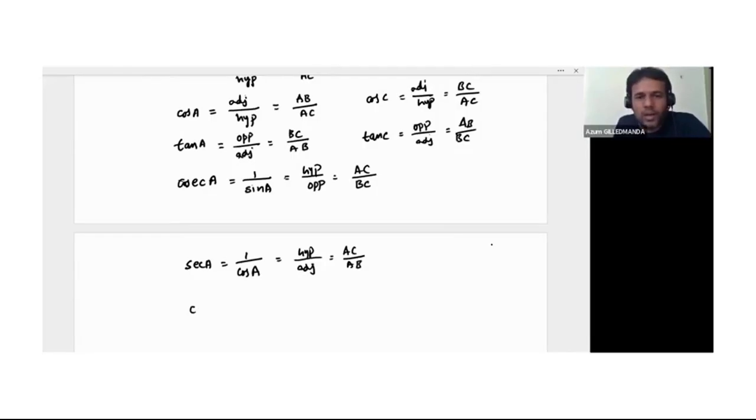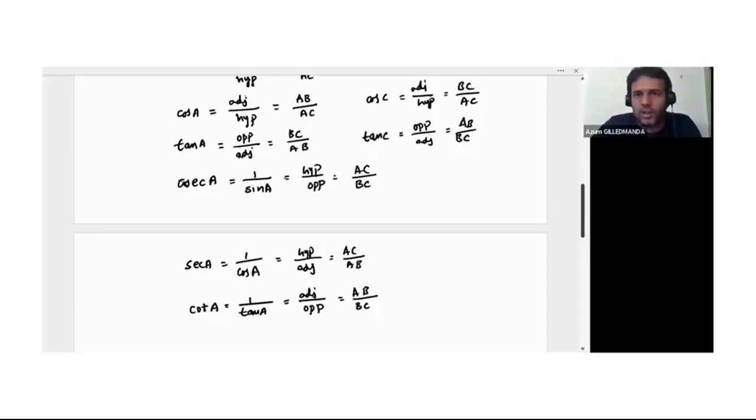Then cot A. Cot A is 1 by tan A. What is tan A? Opposite by adjacent. But cot A is reciprocal to that. So adjacent by opposite. So what is adjacent? AB by opposite is BC. If it is cot C, you just do 1 by tan C, opposite and adjacent. So that's how you need to do.